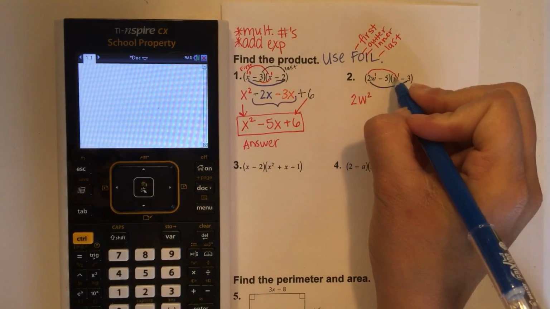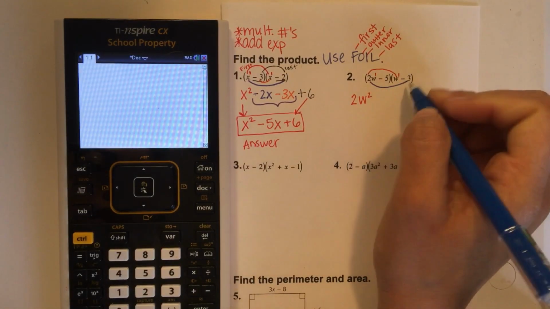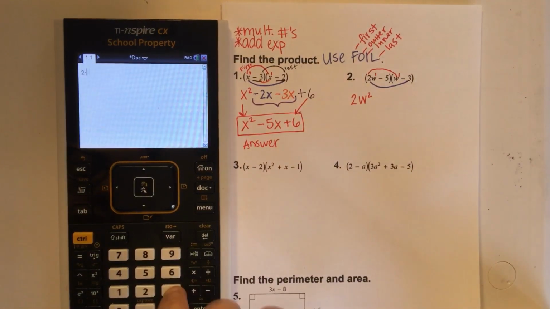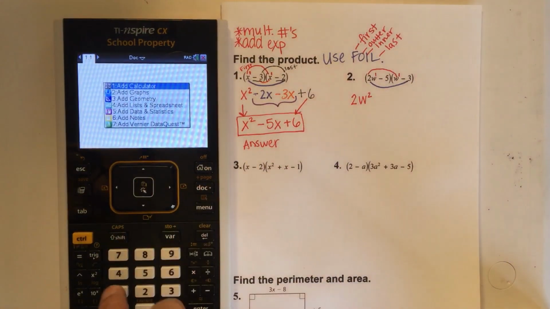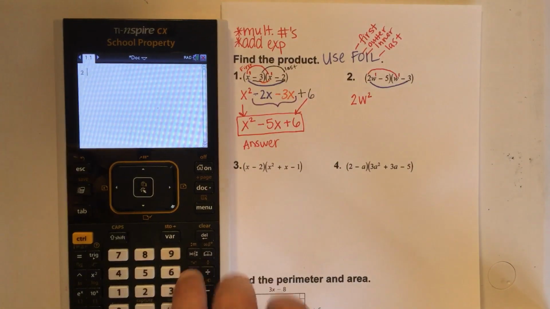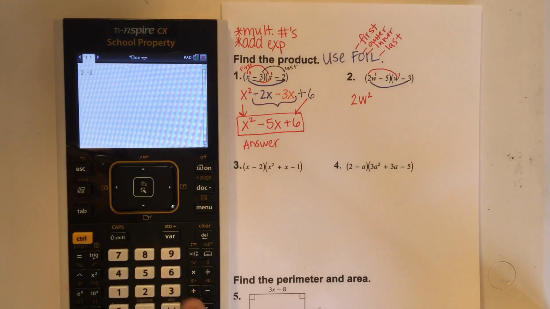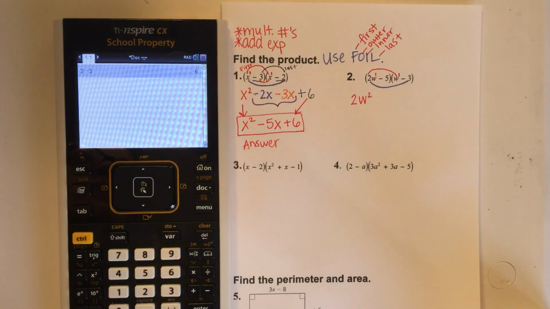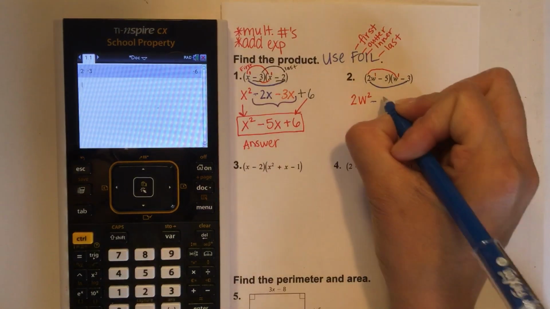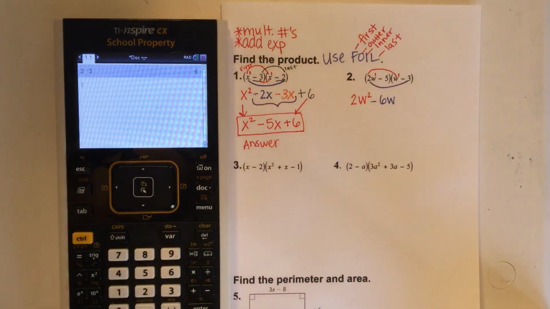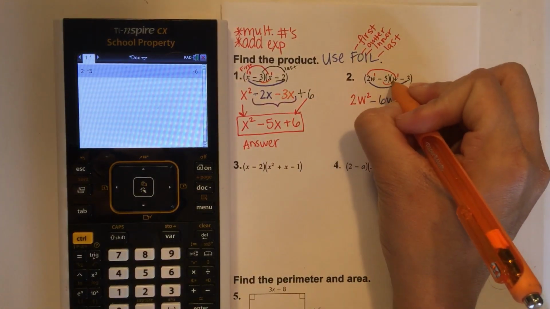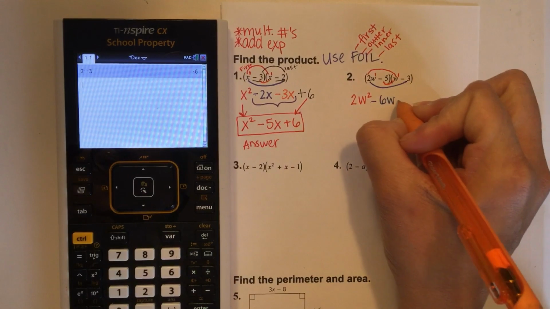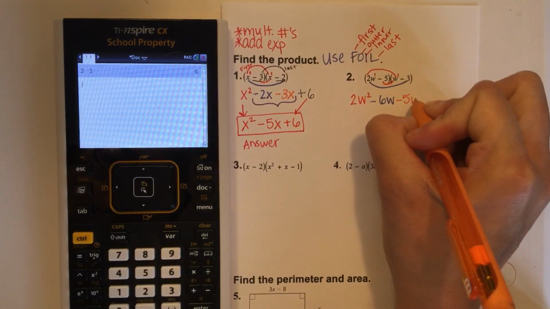So we went from 2w, then 2w again. So 2 times negative 3. Oops, no. Sorry, it's not 2 minus 3. It's going to be 2 times a negative 3. You're multiplying. Negative 6. So minus 6w. Now you take the inner. So 5 times w. So minus 5w.